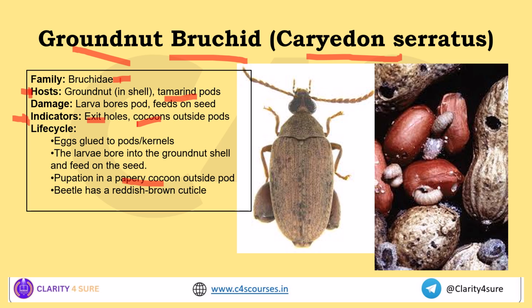Then talking about the identification or life cycle of these pests, the eggs are glued to pods or kernels, or we can say they are laid outside the pods. The larva bores into the groundnut shell and feeds on the seed. And the beetle has a reddish brown cuticle. As you can see, they are of reddish brown color. So that was it for the groundnut bruchid.